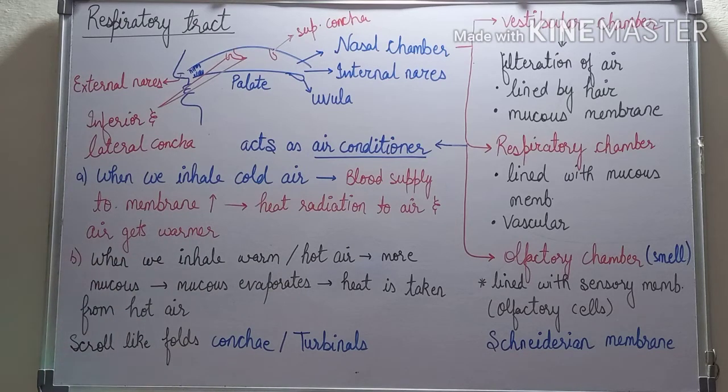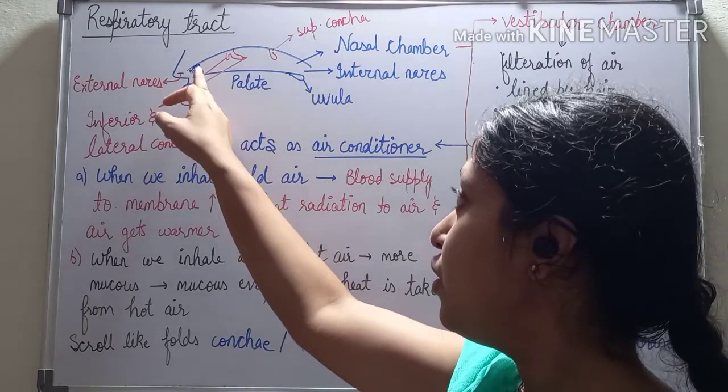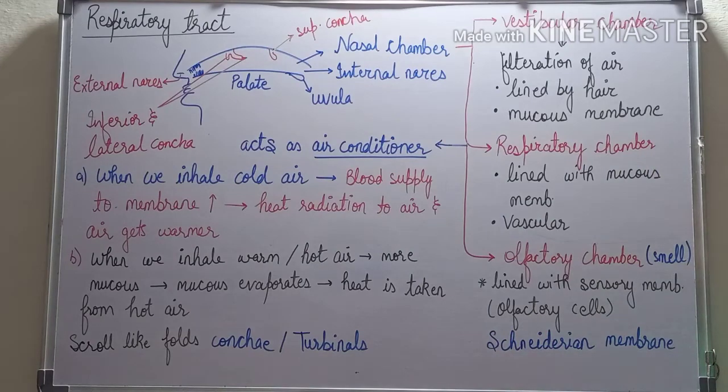Now this nasal chamber is basically divided into three parts, that is the vestibular chamber, respiratory chamber and olfactory chamber. All these three chambers have different roles. The vestibular chamber's main function is filtration of air. This is the vestibular chamber, which has fine hairs, and what is its role? Its role is filtration of air.